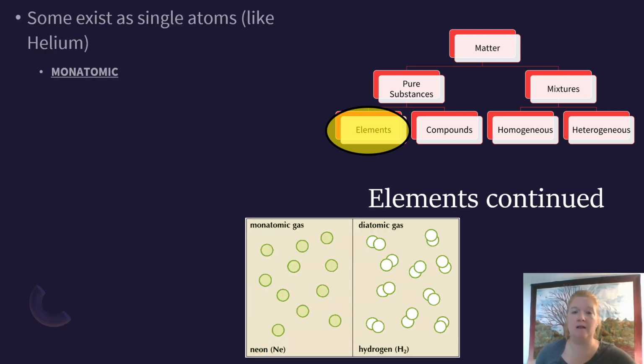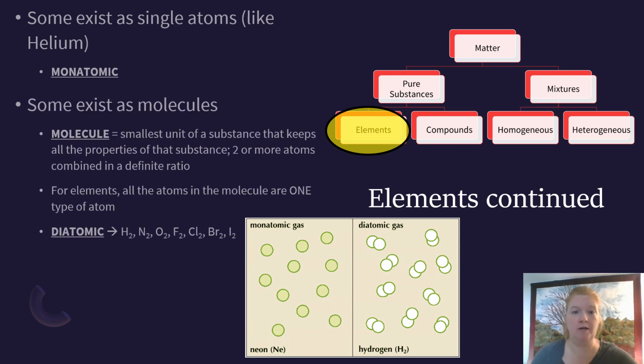What else about elements? So some exist as single atoms, like helium, and that's called monatomic. So mono meaning one. Some exist as molecules. So a molecule is the smallest unit of a substance that keeps all the properties, and it's going to be two or more atoms combined in a definite ratio. What does that mean? It's not two sometimes and three another time. It's always in the same ratio.